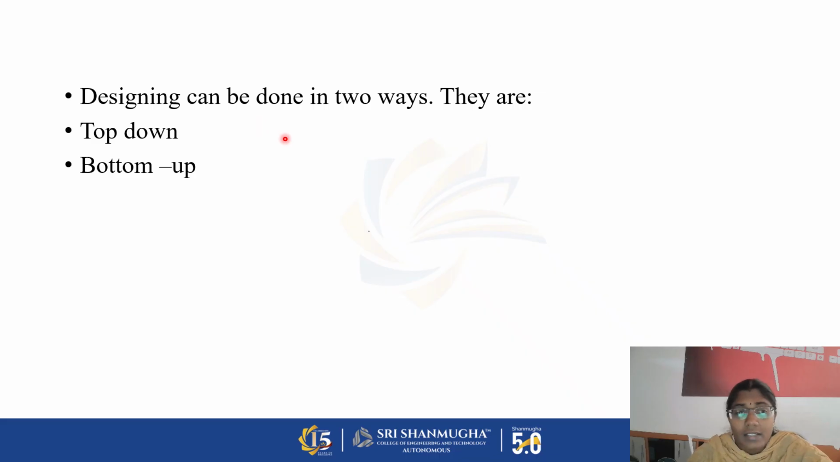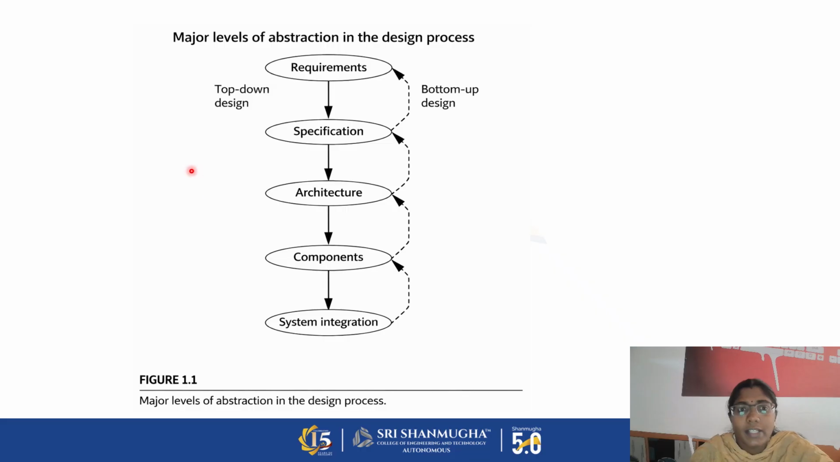We can design the embedded system in two ways. The first one is the top-down approach and the other one is the bottom-up approach. What is meant by the top-down approach? First, you have to get requirements for the product, what we need to design, and we have to refine it and make the specification. Next, we have to draw the architecture, and then we have to buy the components, and integrating all those components we can make the entire system. So this is the top-down approach.